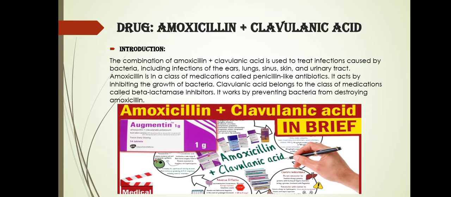It is a combination of drugs that is used to treat bacterial infections of the ear, lungs, sinus, and skin, or urinary tract infections. Amoxicillin comes in the class of penicillin-like antibiotics. It inhibits the growth of bacteria, while clavulanic acid comes in the class of beta-lactamase inhibitors. It inhibits the bacteria from destroying amoxicillin.